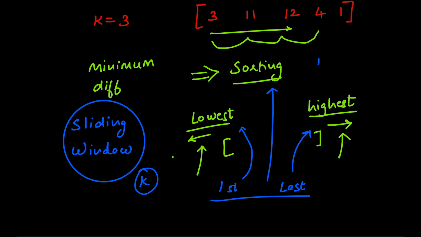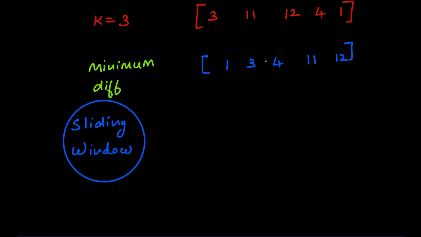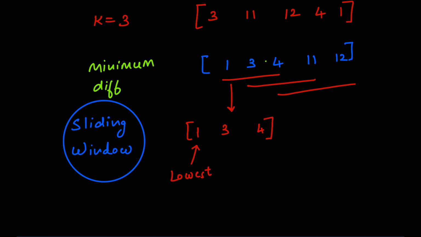Let's do a quick dry run with this example to get a better idea. Here's the sorted version of the original input. With k equal to 3, there are a total of 3 batches in the given input. Starting with the first batch 1, 3 and 4, 1 is the lowest as it is to the left and 4 is the highest in that batch. So the difference between the two is 3, which is the smallest so far. So we'll save that value in the minimum difference global variable.